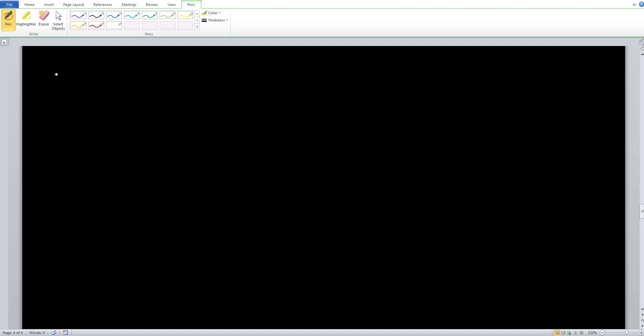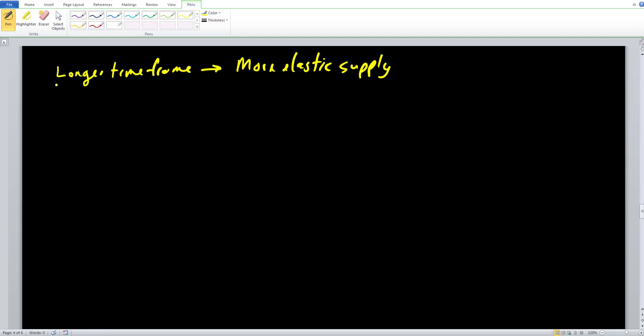So let's go ahead and put this down. And we do note if we have a longer time period to decide, so a longer time frame, that just tells us that this is going to be seen as a more elastic supply or more elastic good on the supply side. So more elastic supply. So a longer time frame to make their decisions about their production is going to give them a more elastic supply. However, on the supply side, we need to open up the time frame just a little bit more.